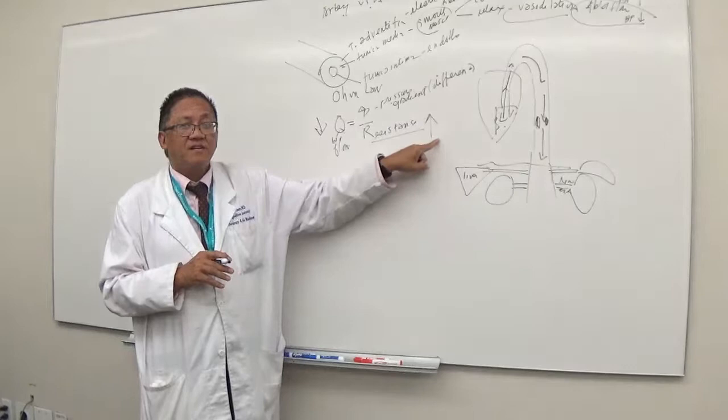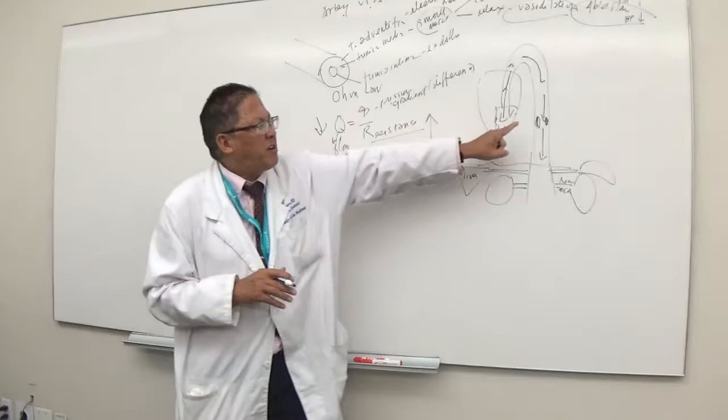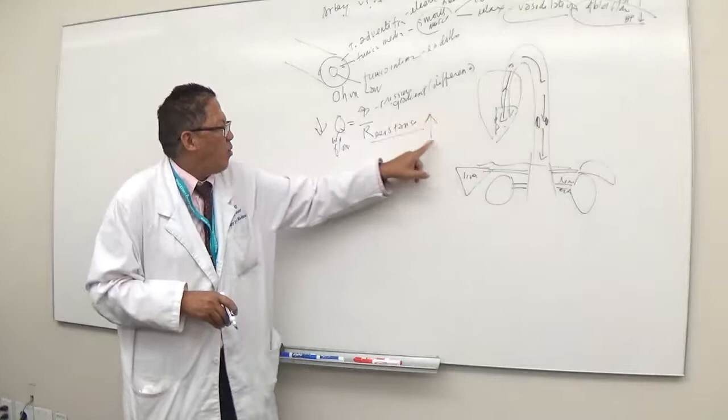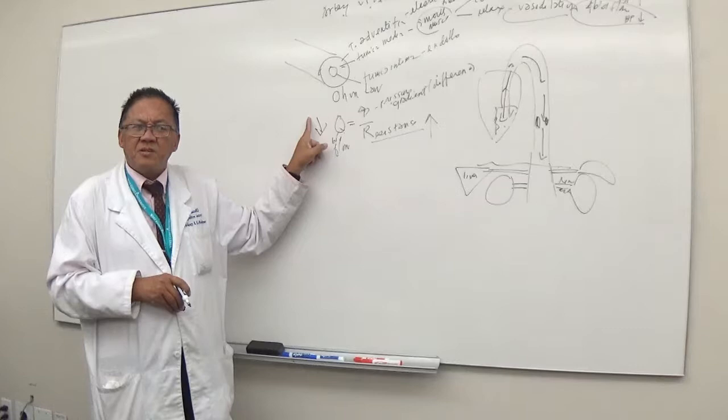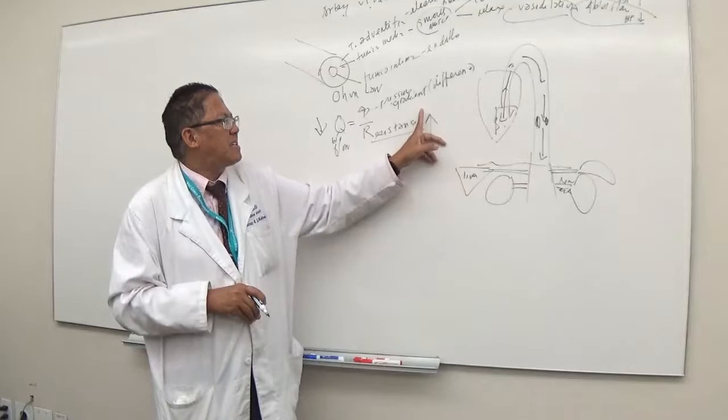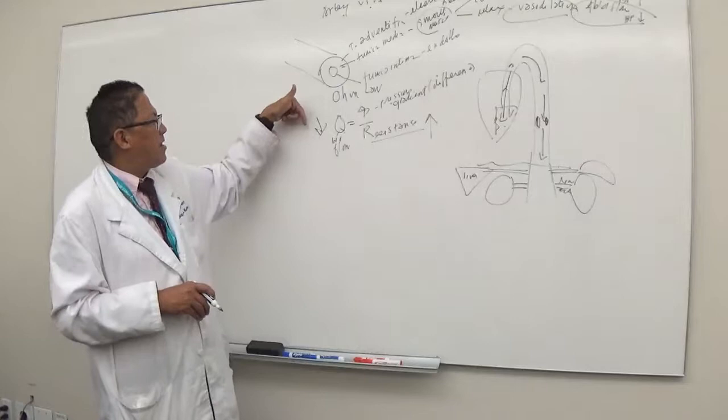In other words, if I remove the plaque there, what happens to the resistance? It goes down. What happens to the blood flow? It goes up. Do you understand? The presence of the plaque increases resistance, opposing the forces that force the blood this way. Therefore, what happens to the blood flow? It goes down.